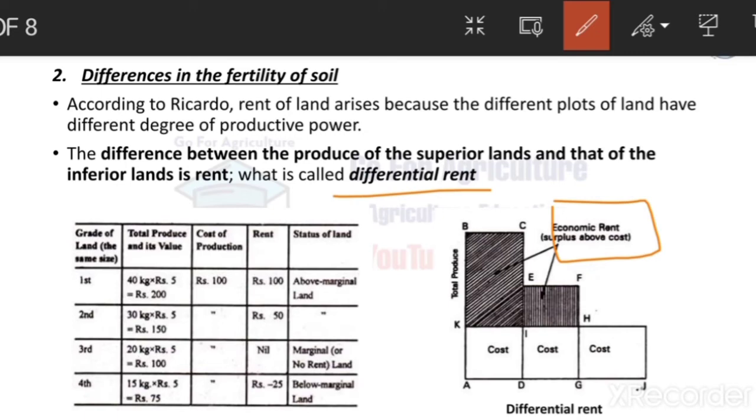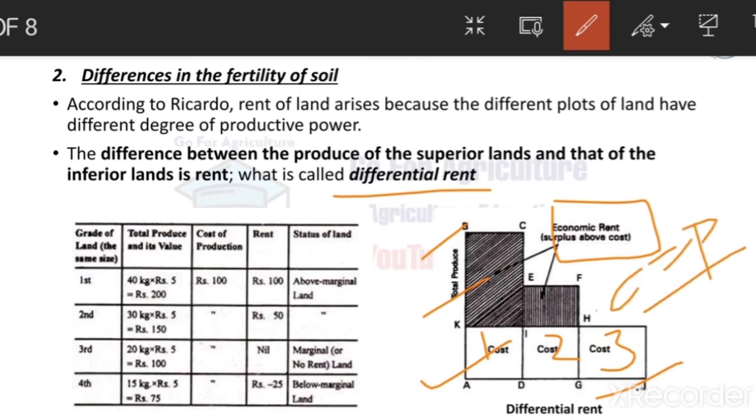Here there are 3 lands, 1, 2 and 3. Among these, which one is superior and which one is inferior? 1 is superior and 3 is inferior, because 1's production is more, with extra production here, but 3 has no extra production; cost is equal to production in 3. So the difference between these two is the differential rent.